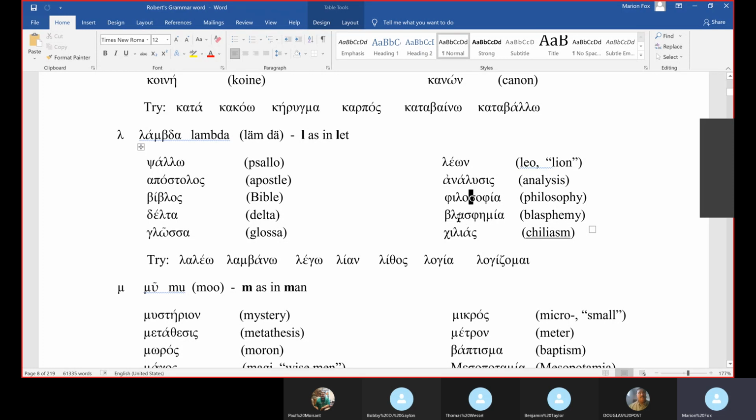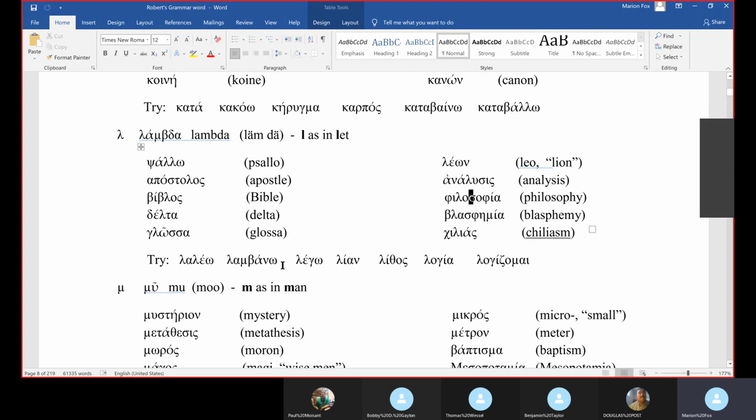Blasphemia, that's to speak with the desire to harm somebody. Chilios, 3 syllables, chilios is the idea of 1,000. Leo is I speak, lambano is I take or receive.